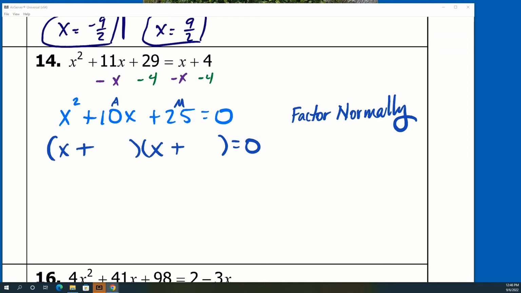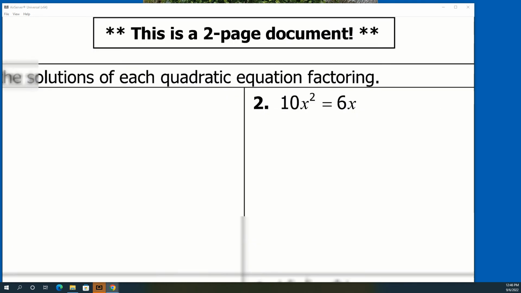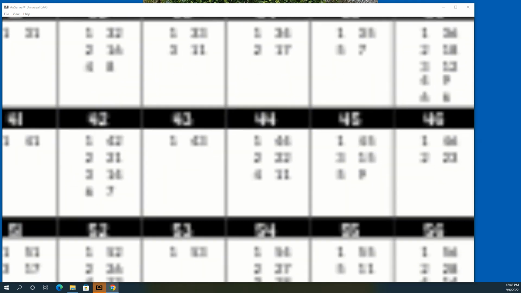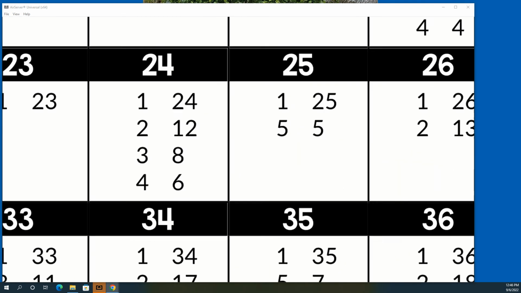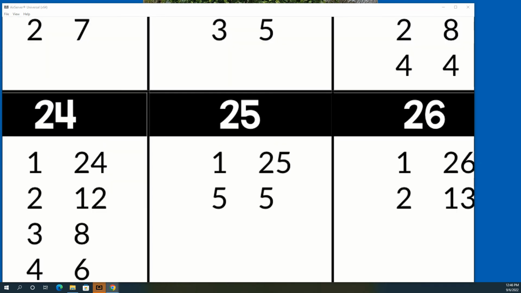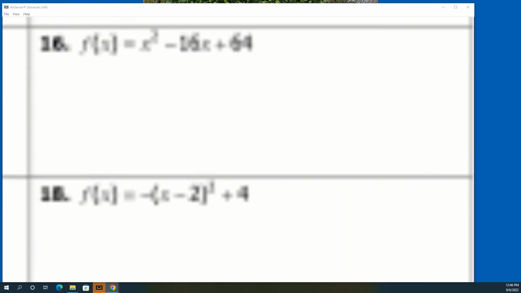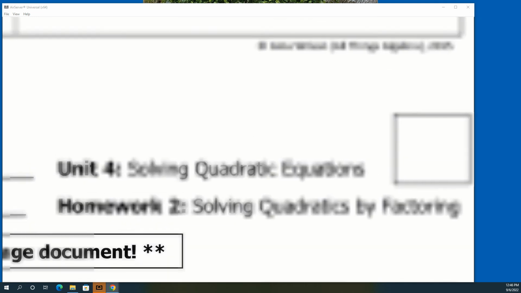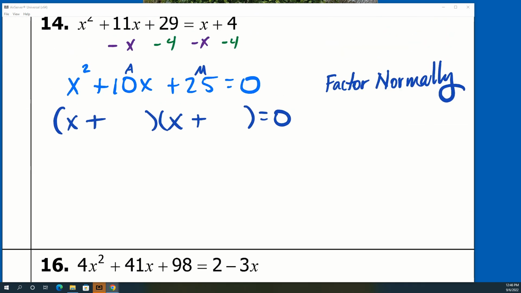Okay. And then you can look at the pairs chart for 25. There's only 2 pairs of numbers that multiply to give you 25. Which 2 add to give you 10? 5 and 5. Fairly obvious. So it has to be 5 and 5.